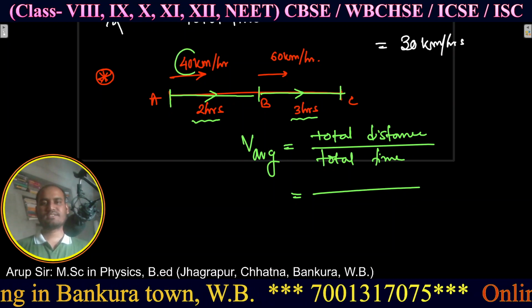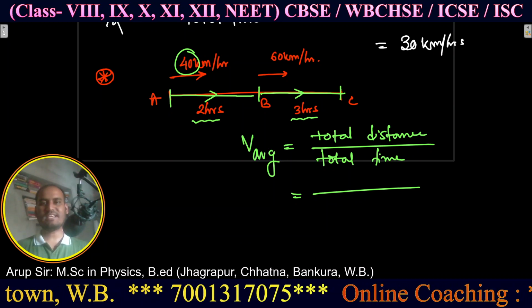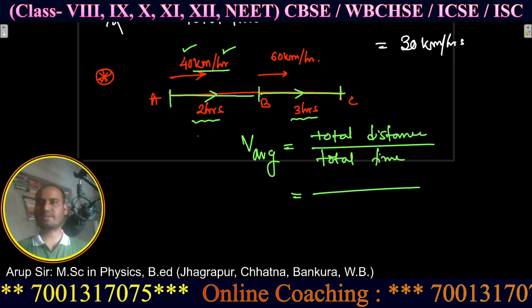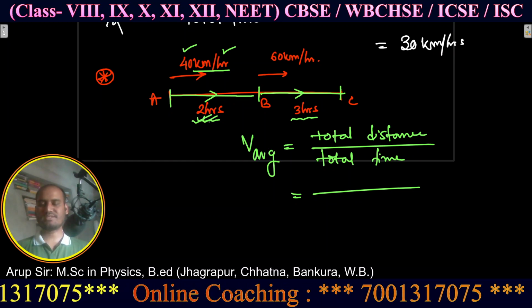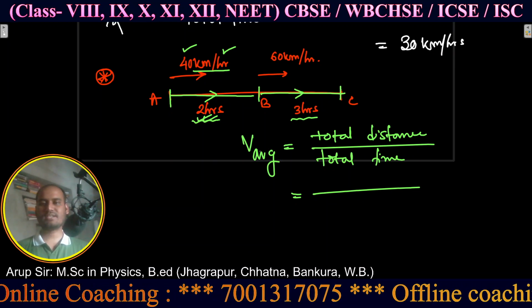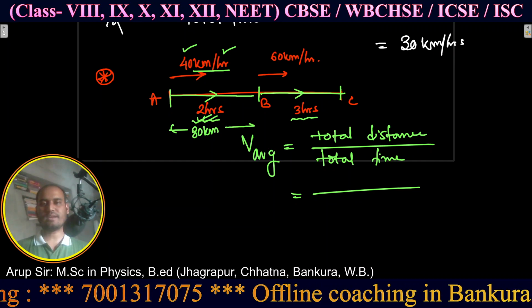Now, how can you calculate the total distance? See, this is the speed, this is the time. Speed into time: 40 kilometer per hour means in 1 hour it can go 40 kilometers. In 2 hours, how much distance can you go? 80 kilometers. So 80 kilometers is the distance from A to B.